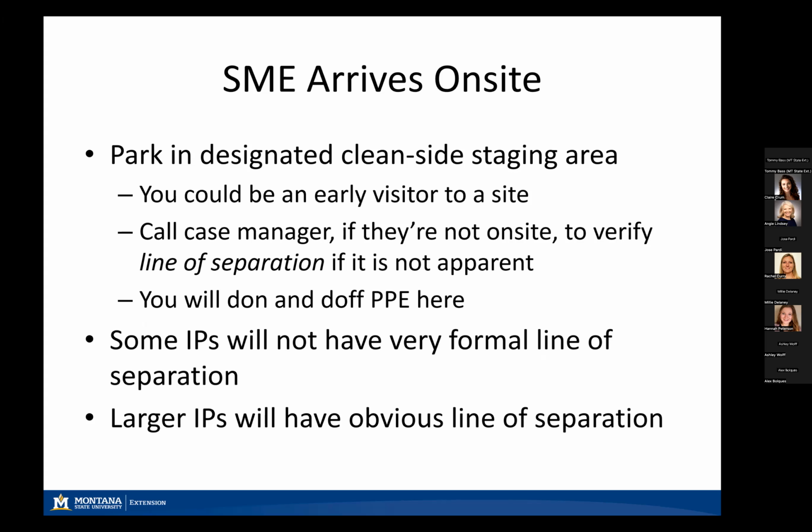Check in with the case manager, verify where a line of separation may be if it's not apparent. It could be the farm gate, it could be a piece of flagging or tape. And right here is where you start your process of putting on your PPE and where you will take it off and leave it when you exit. And a lot of these smaller farms may not have a formal line of separation. And then large farms or infected premises will have an obvious line of separation. We have some examples.